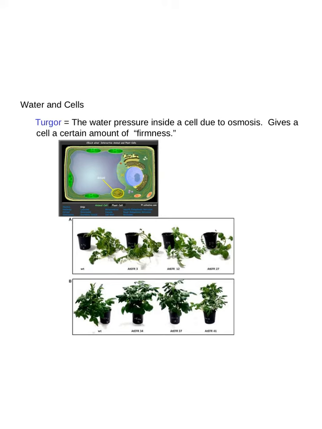Now, since the cell's cytoplasm is normally made up mostly of water, you're going to have a lot of internal water pressure inside a cell. And this is actually kind of a good thing because it gives the cell firmness, it gives it kind of an internal support.